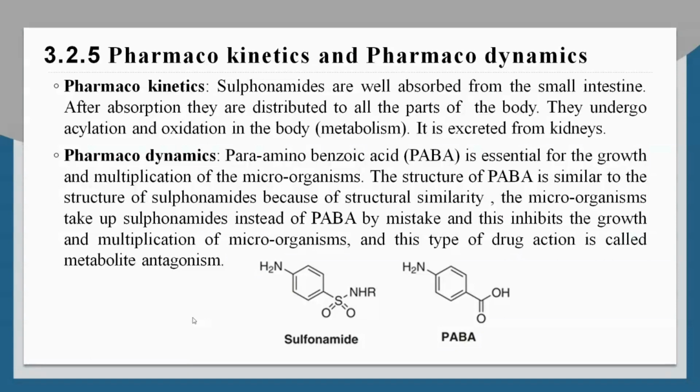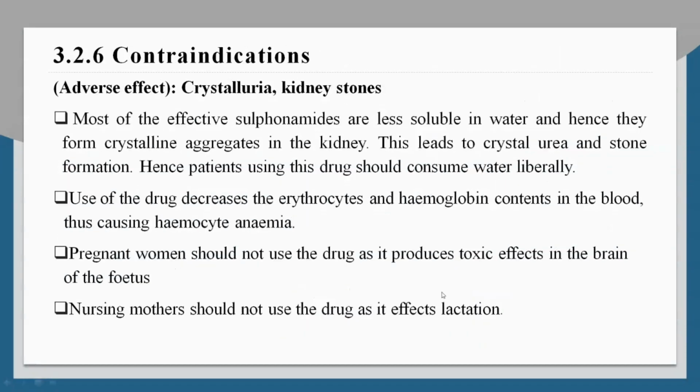Coming to the pharmacodynamics, para-aminobenzoic acid is essential for the growth and multiplication of microorganisms. The structure of para-aminobenzoic acid is similar to the structure of sulfonamides because of structural similarity. The microorganisms take up sulfonamides instead of para-aminobenzoic acid by mistake, and this inhibits the growth and multiplication of microorganisms. This type of drug action is called metabolite antagonism. So this is the structure of sulfonamide, this is the structure of para-aminobenzoic acid. We can observe clearly the structural similarity of sulfonamide and para-aminobenzoic acid.